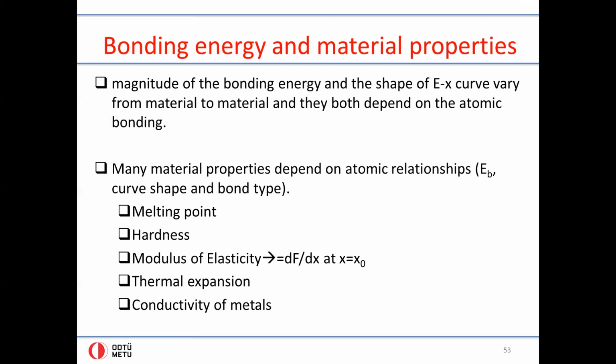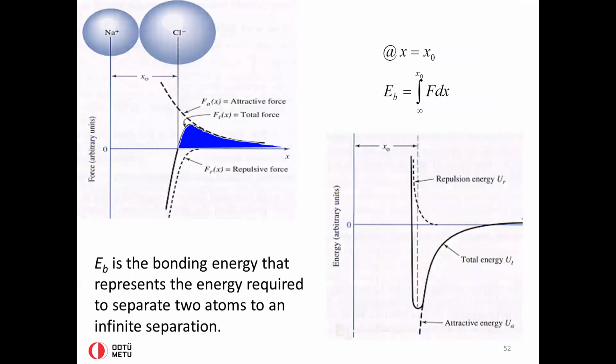And this at the atomic level is related with the slope of the force versus x curve, which is dF over dx, at the value of x naught. So what this means is here on this curve, the slope here is related with how easy or difficult it is to stretch or compress a material by pulling or pushing.